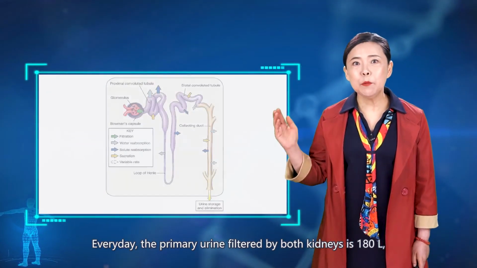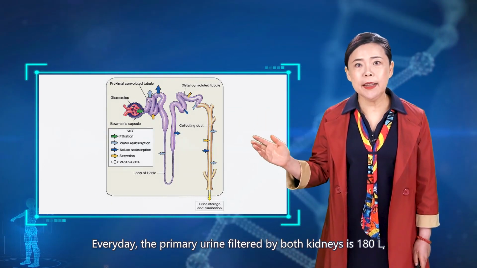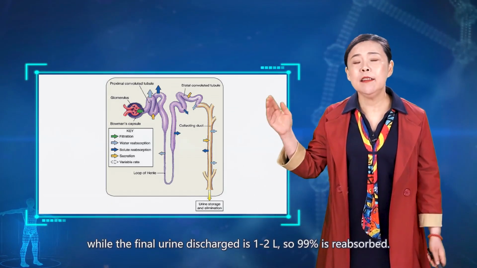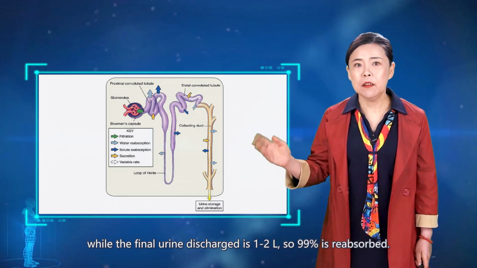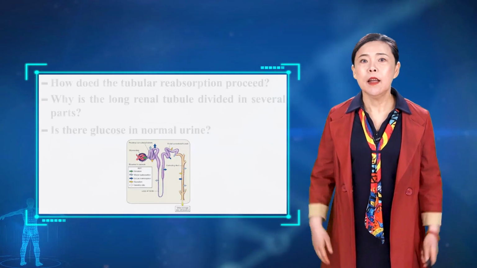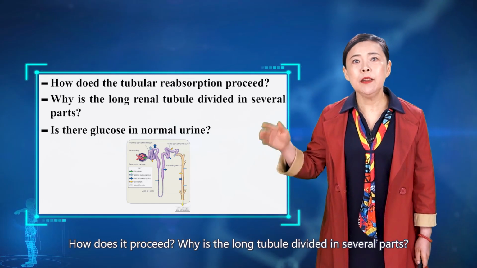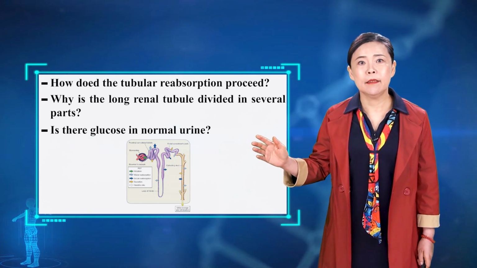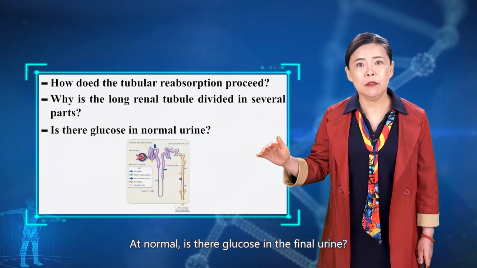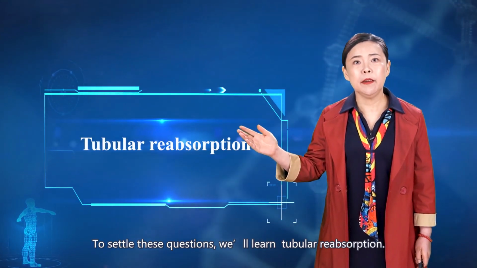Every day, the primary urine filtered by both kidneys is 180 liters, while the final urine discharged is 1 to 2 liters. So, 99% is reabsorbed. How does it proceed? Why is the renal tubule divided into several parts? As normal, is there glucose in the final urine? To settle these questions, we'll learn tubular reabsorption.